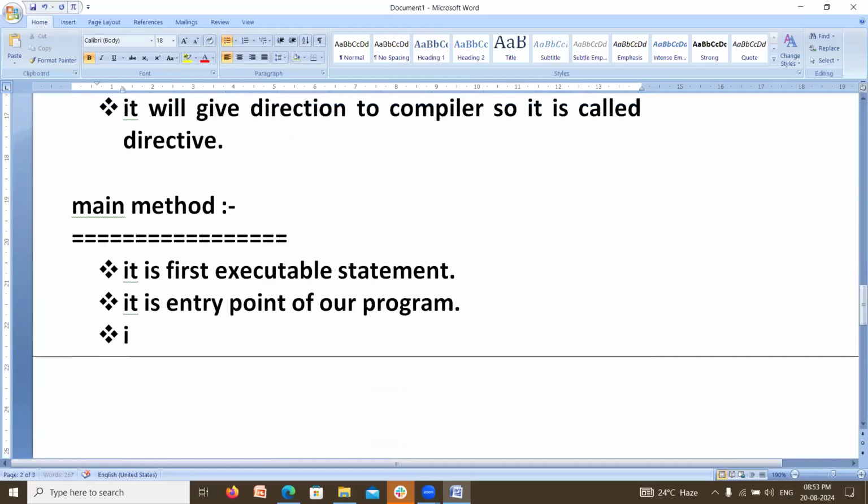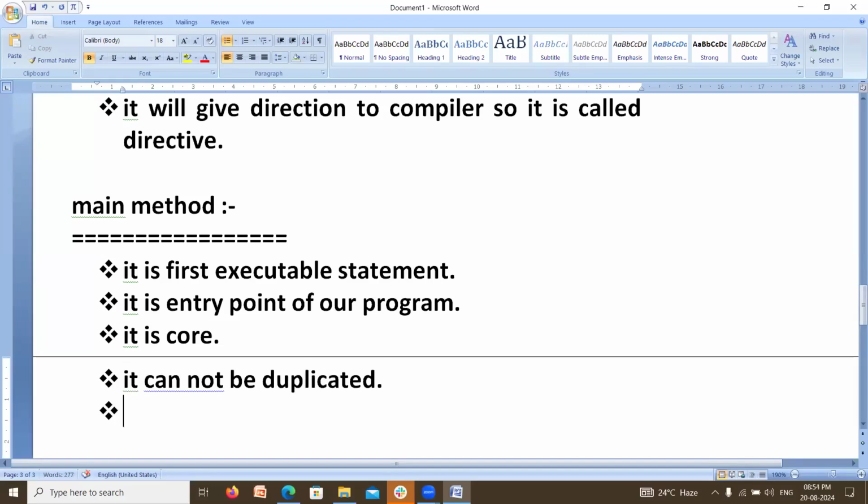It is very, very important. It is core. Core means very, very important. If you write a program without main method, then your program will not be executed. So it is very, very important. But in your program, you can write only one main method. You cannot write multiple mains. It cannot be duplicated.